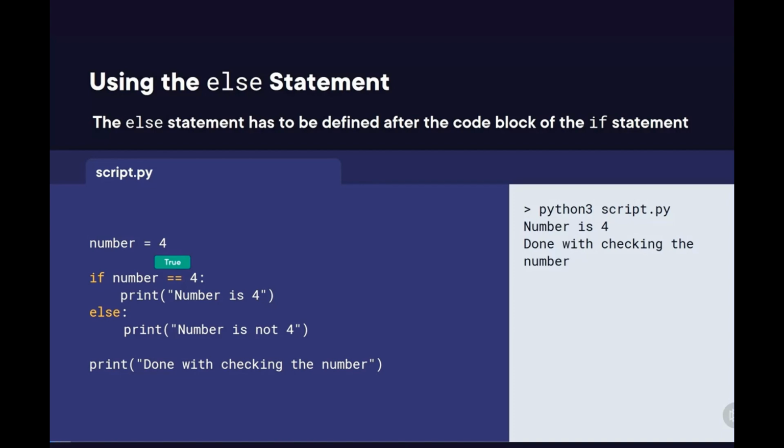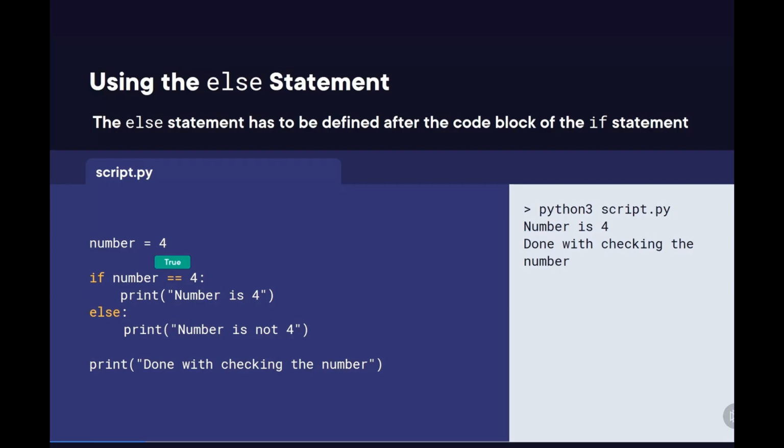Another type of statement can be used in addition to the if statement. The else statement always has to be defined after the code block of the if statement. It cannot stand on its own. This statement defines a code block that will be evaluated if the expression from the if statement is false. So if the expression is true, like in this case, the first print statement will be evaluated. The else statement and its code block will be skipped and the program will continue to this last print statement.